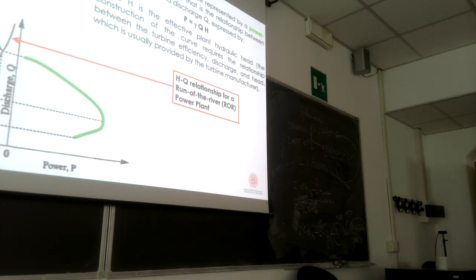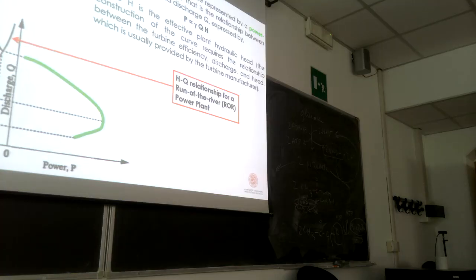A discharge of 1 cubic meter per second and a water level difference of 1 meter gives you already 10,000 watts, or kilowatts. I never know how to pronounce this in English. Sorry about that. What is the pronunciation? Kilowatt, like in Italian. Okay.